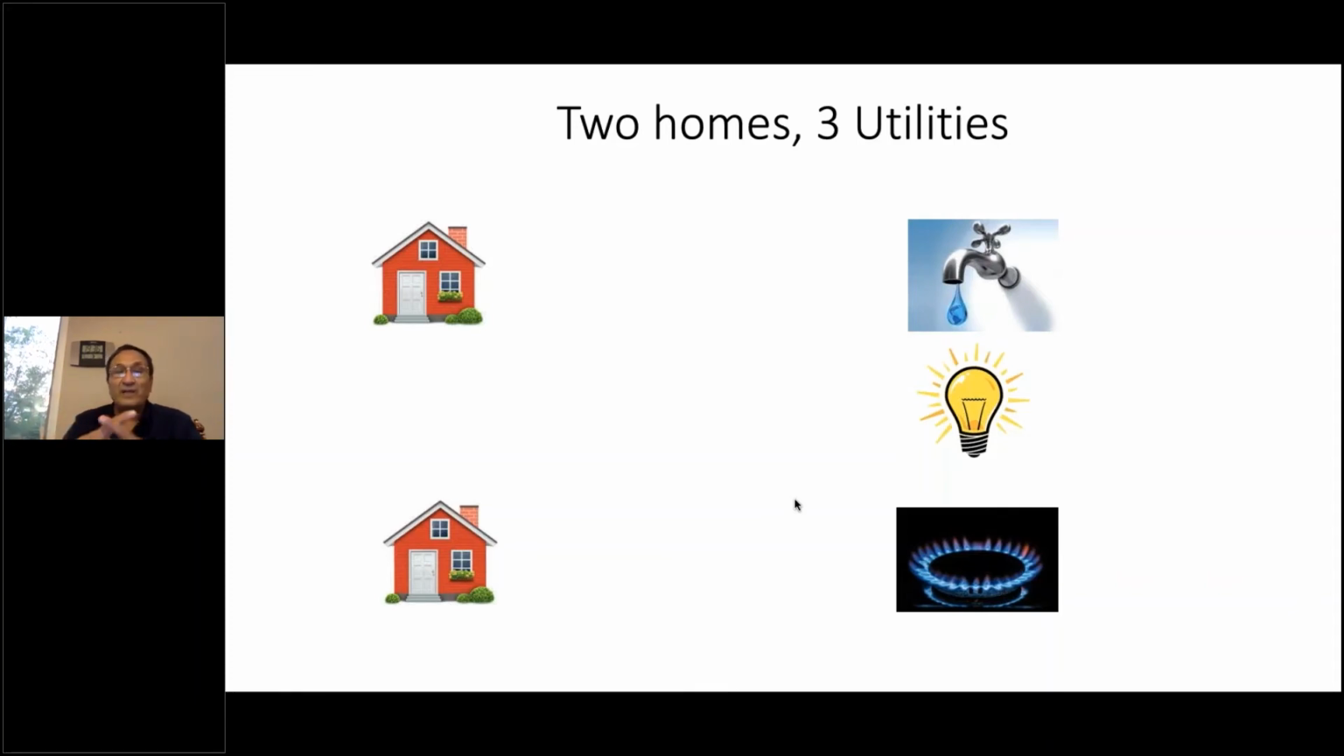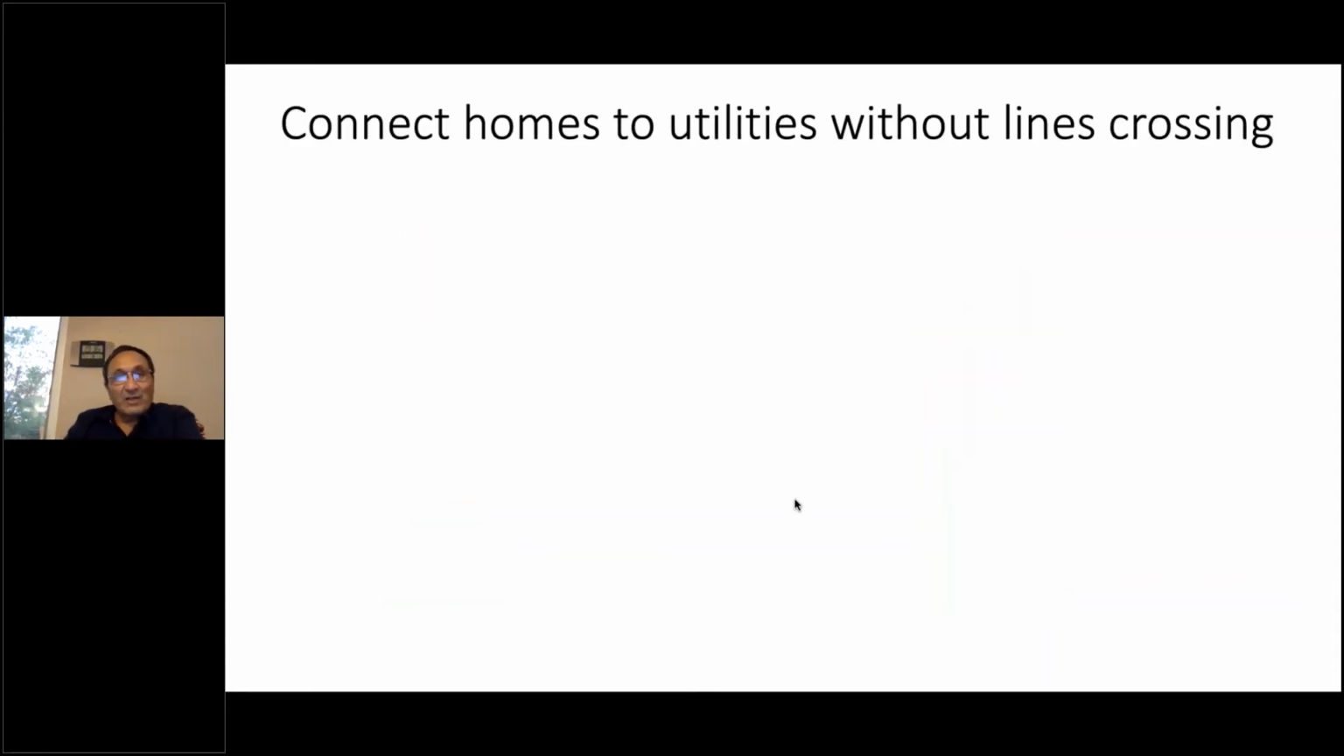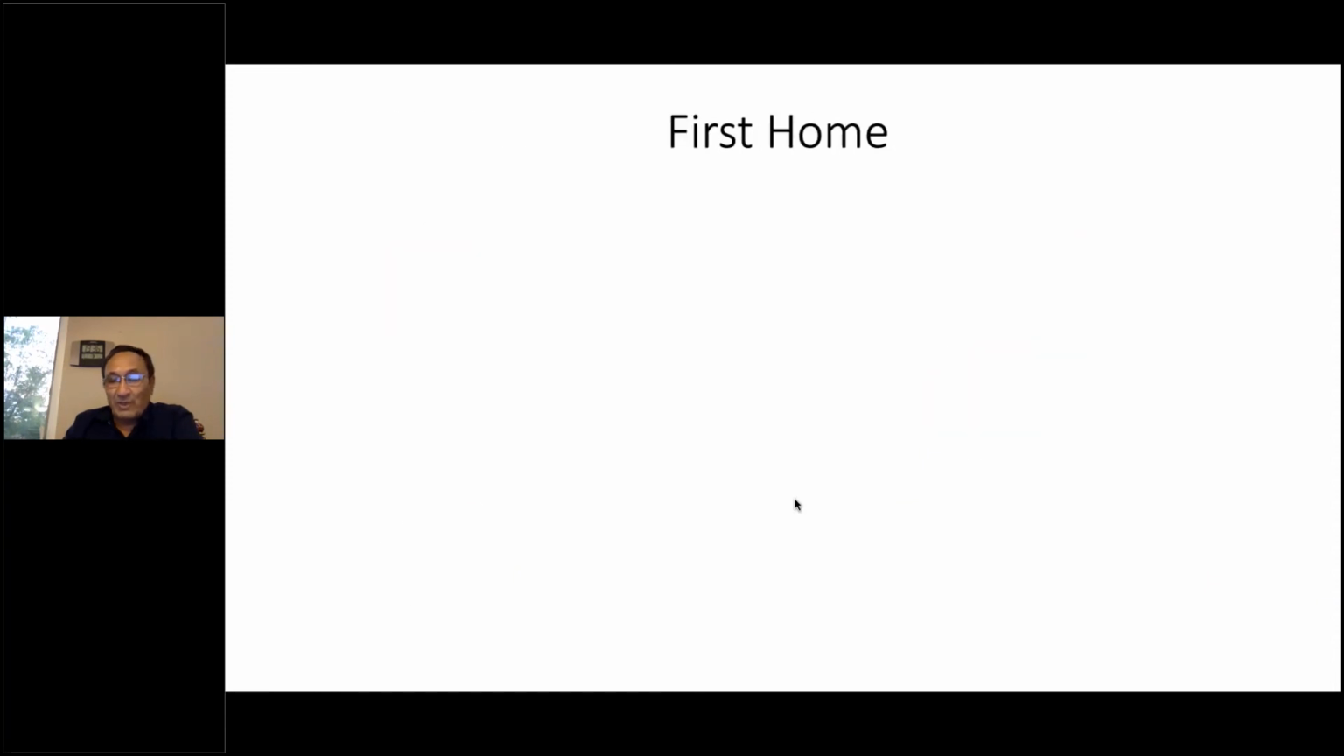And you want to do it in such a way that the pipes don't cross, because in 2 dimensions you can't have pipes that cross. Otherwise, there would be electricity flowing through water and gas flowing through electricity. So how would you do it?